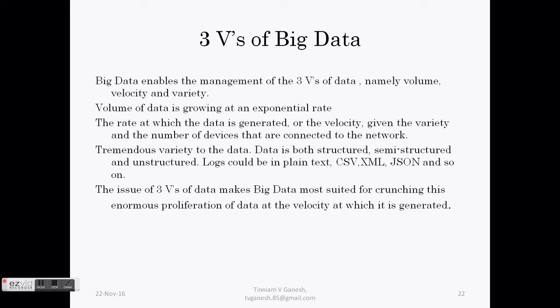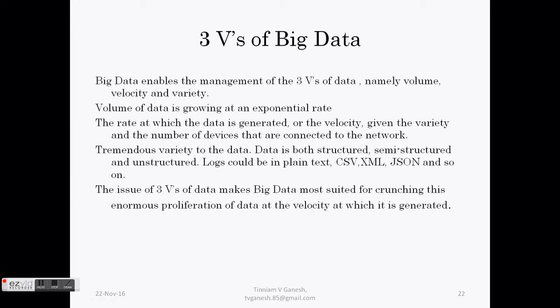And there are three main features of big data. Typically you have the volume, velocity, and variety. Volume: it's growing at an exponential rate. Velocity: the rate at which the data is being generated is tremendous. So there's an enormous velocity in the data. And finally the variety. You get all sorts of data, whether it's structured, unstructured, CSV, XML, JSON. So these are the three V's of big data.